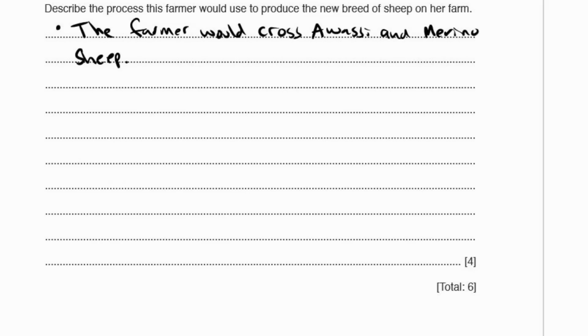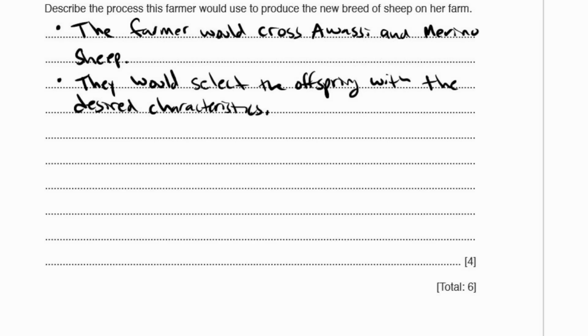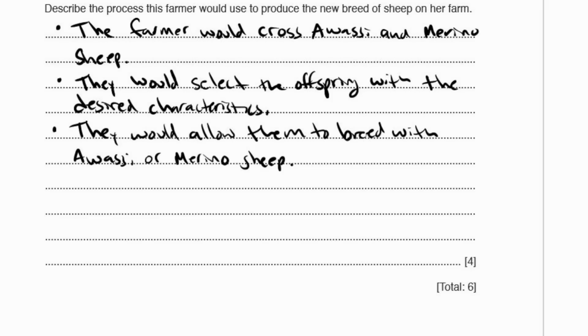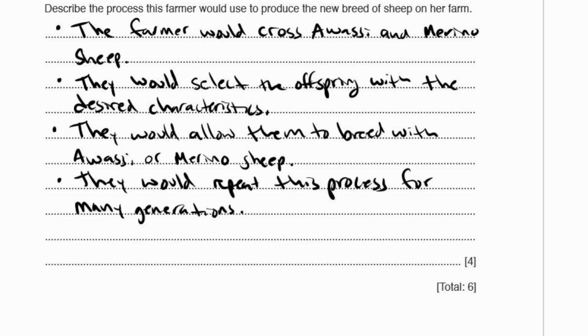So the farmer would cross Awassi and merino sheep. They would select the offspring with the desired characteristics. They would allow these selected offspring to breed with Awassi or merino sheep. And they would repeat this process for many generations.